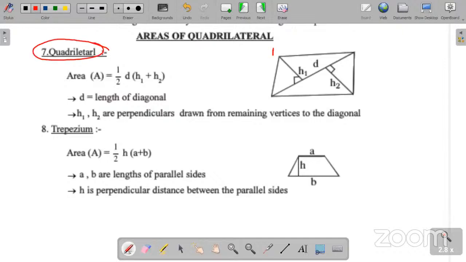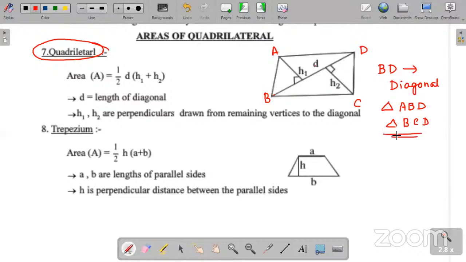This is a quadrilateral, for example ABCD. Now this BD is called the diagonal. h1 is the perpendicular drawn from A to the BD, and h2 is the perpendicular drawn to the same BD. This BD length is d. So actually this quadrilateral can be divided into two triangles. One triangle is ABD, the other triangle is BCD. We know how to find the area of each triangle. The area of ABD is given by half base, base means d, into height, which is h1.